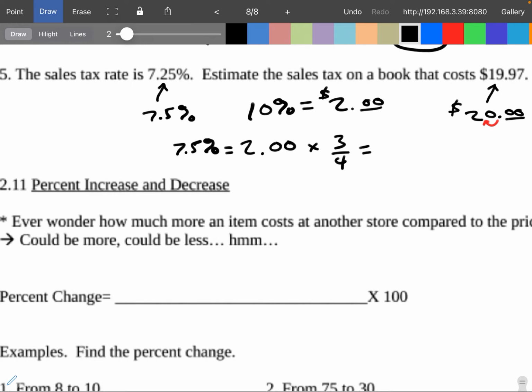Well, that's just 2 times 3 divided by 4, right? So 2 times 3, that is 6. 6 divided by 4, what's that? Or you got $2 in your pocket and you're going to give me 3/4 of it. How much is that? $1.50. All right, you got $2. You're going to give me 3/4 of it. You're going to give me $1.50. So it's $1.50.